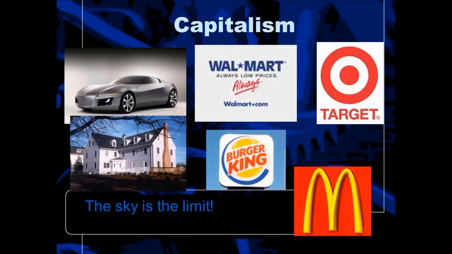So capitalism basically says the sky is the limit. You can own this car, you can own this house, you can own a chain of some of these places, or become an investor in them and make money off of their stock. The sky is the limit. You are allowed to do what you want to do with your money as long as it's within the legal system, right?